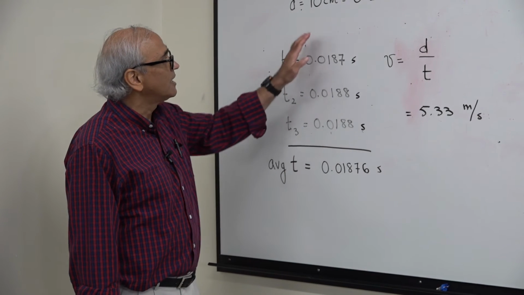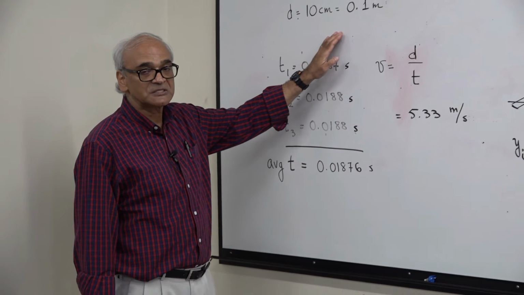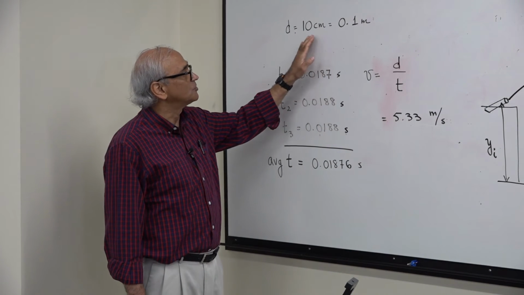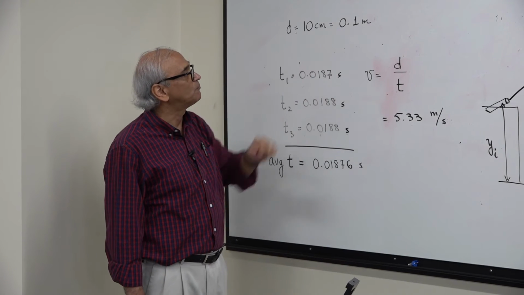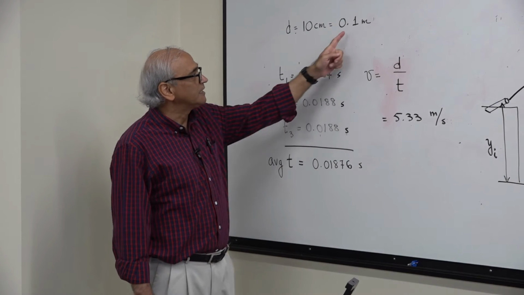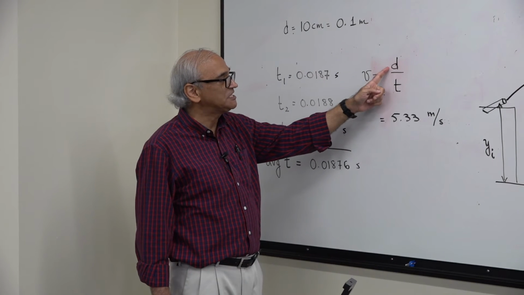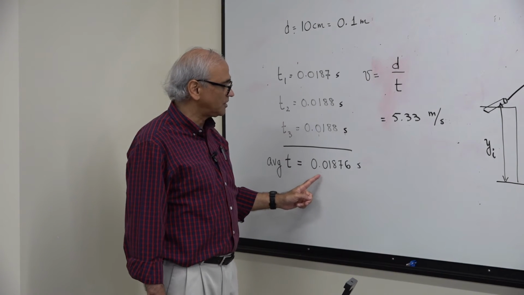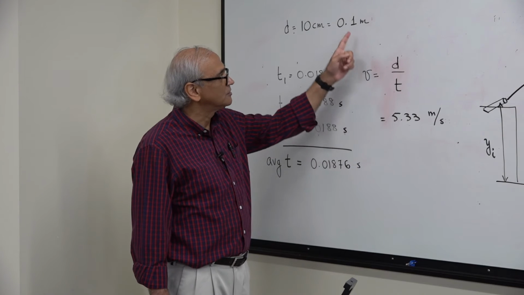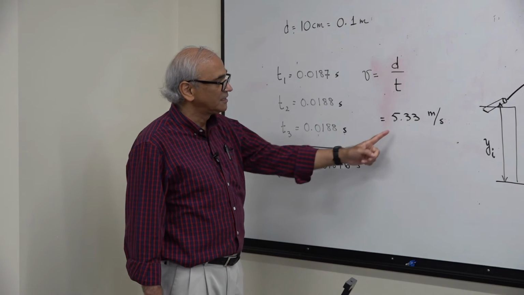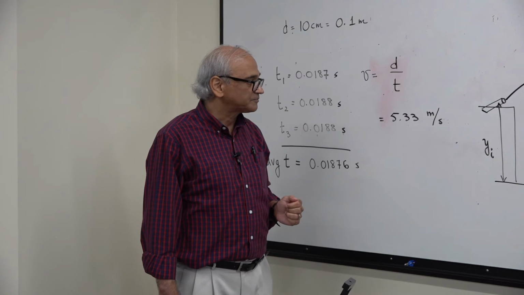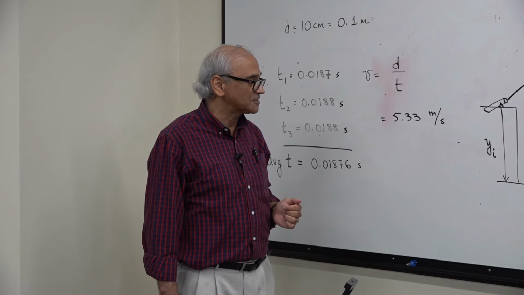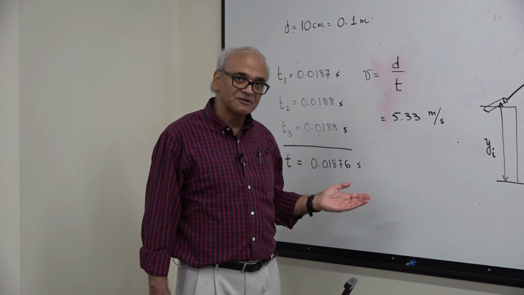Let's use them. I have also measured the distance between the photogates, which turns out to be 10 centimeters. Convert that into meters, so you get 0.1 meter. I take that 0.1 meter, that's my D, and my T is over here. I plug that in here. So that divided by that gives me 5.33 meters per second. 5.33 meters per second is a reasonable number.